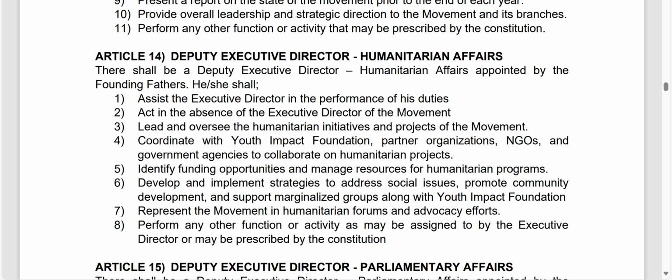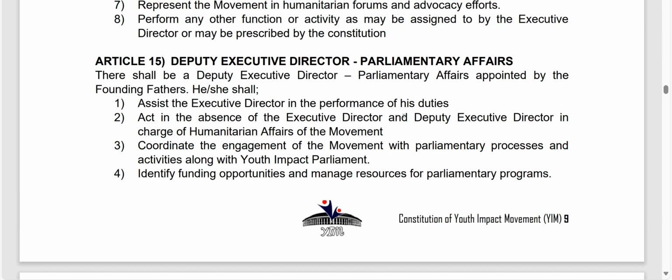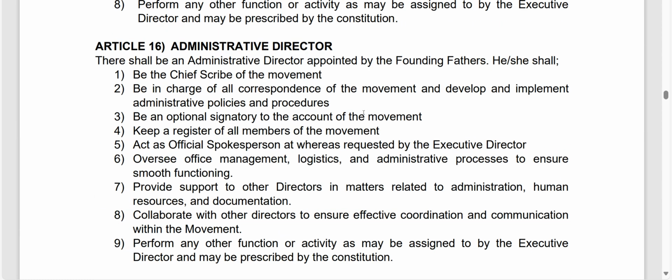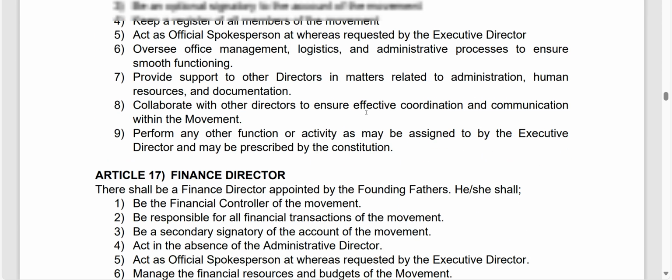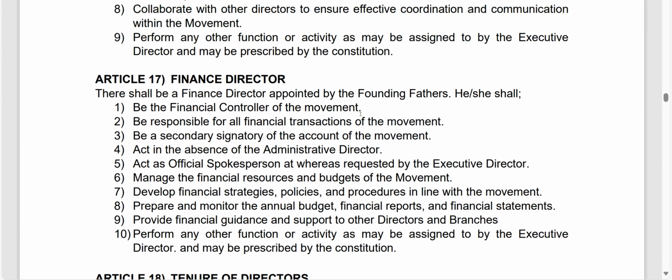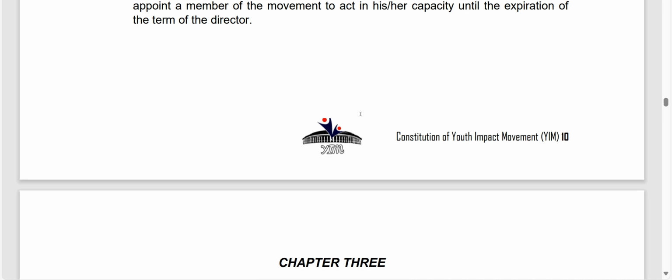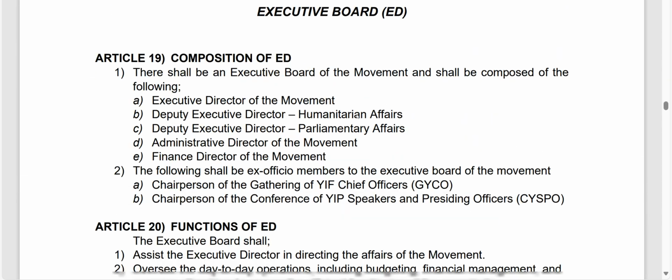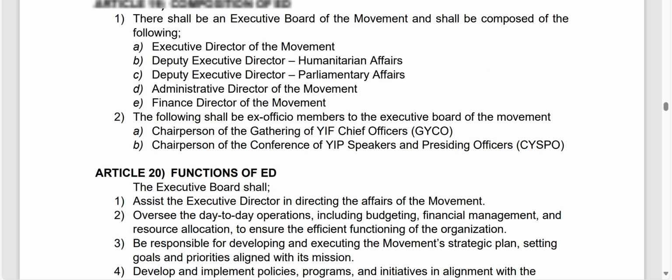He has 2 deputies: humanitarian affairs, who handles the foundation, and parliamentary affairs, who handles the parliament. We have an administrative secretary, who is like the clerk to parliament, but he's the secretary to the entire movement. The finance director, who handles our finances, is like the treasurer. They are supposed to serve a tenure of 2 years, though they get renewal.